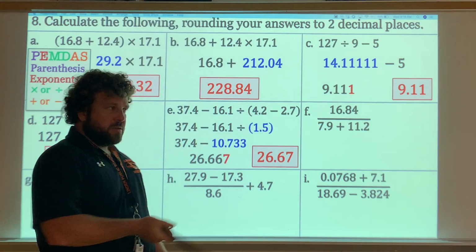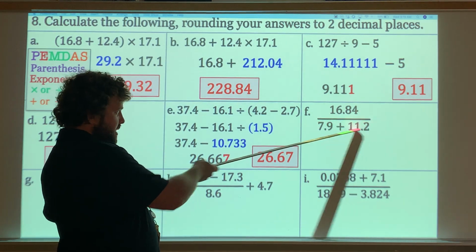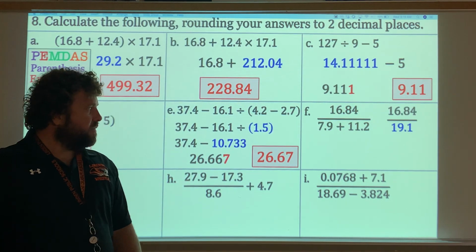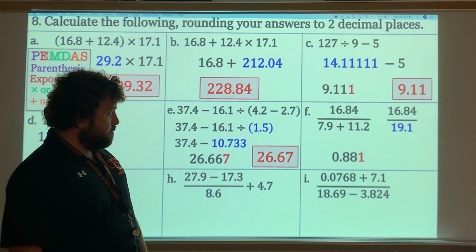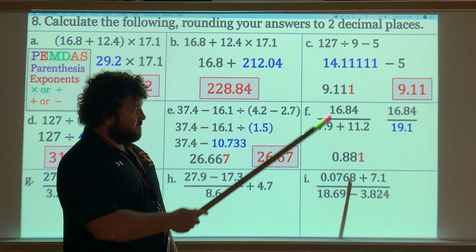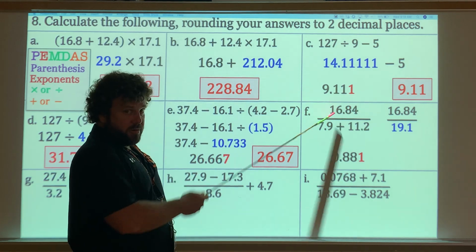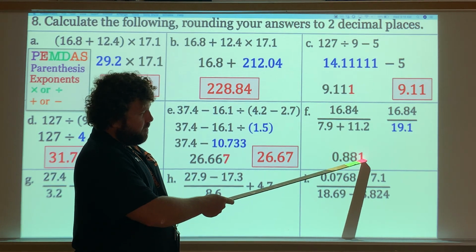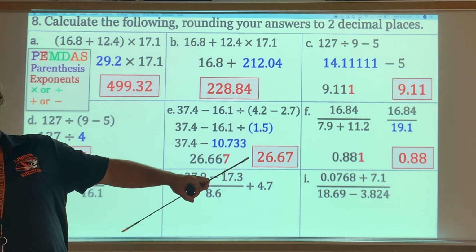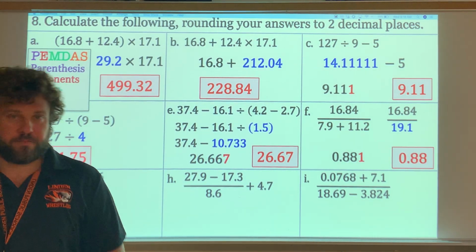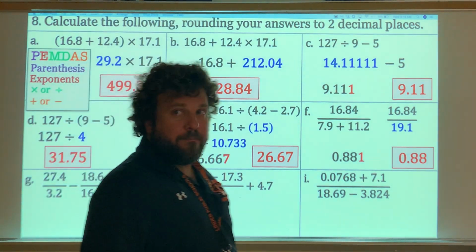When you do division, you're going to divide on the bottom first, add these together. 16.84 divided by 19.1. All right, so you always do fraction bar, top numerator, denominator first. 0.881, 1 is less than 5, so your answer is 88 hundredths. Right? Getting in the groove yet?